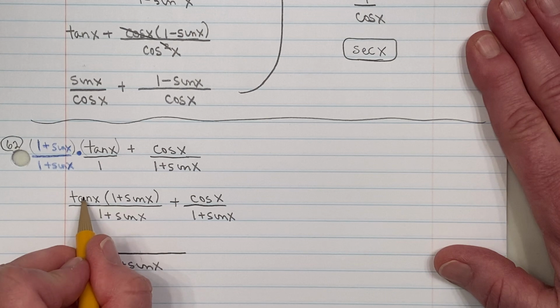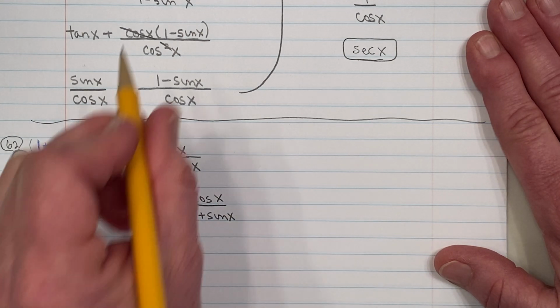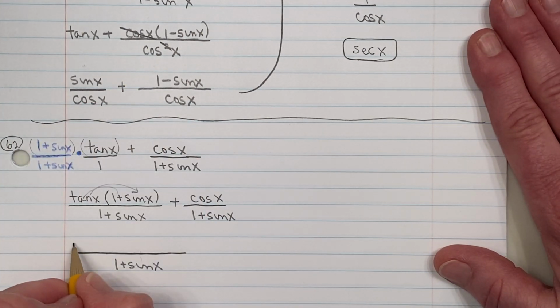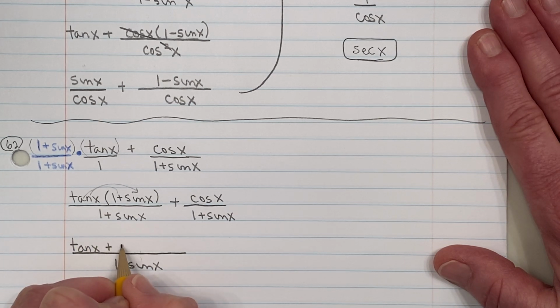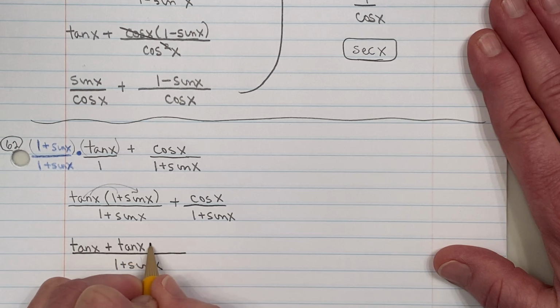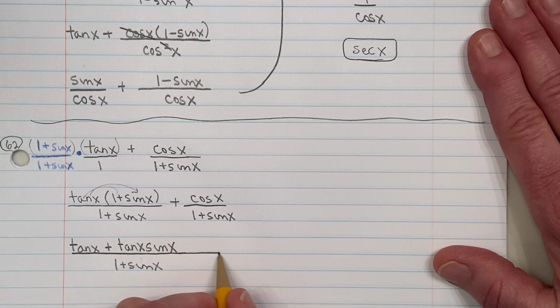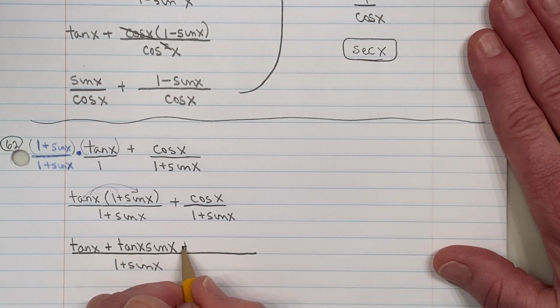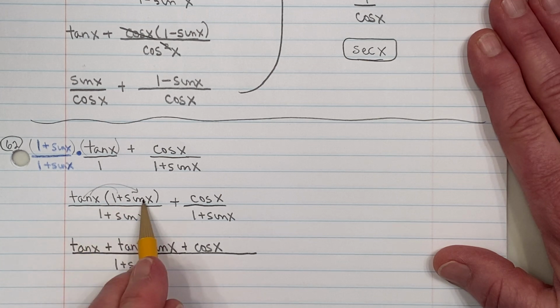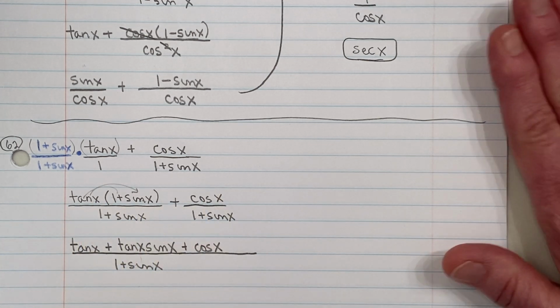I might go ahead and distribute the tangent in, unlike I did in the previous strategy, because I don't see anything that's going to cancel. So multiplying in, I get tangent x plus the product tangent x sine x. And then I need to extend here, and then I have a plus cosine x. So I distributed, and then I collected.